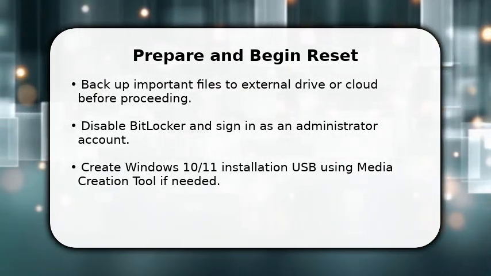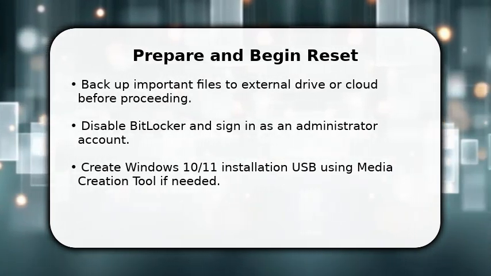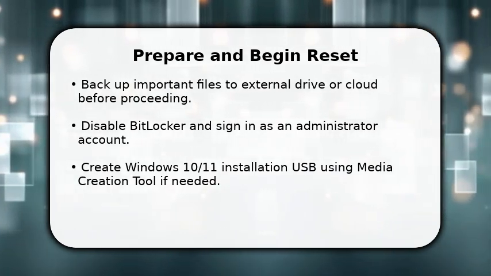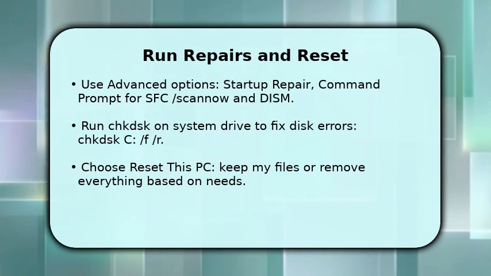Then disconnect non-essential peripherals and plug in power. Now boot into Advanced Startup or boot from USB, and choose Troubleshoot to begin the repair and reset sequence. You'll now run the core repairs that fix most reset failures.